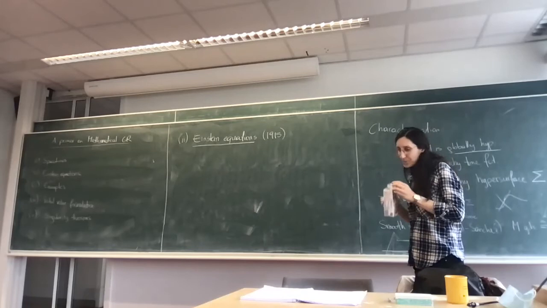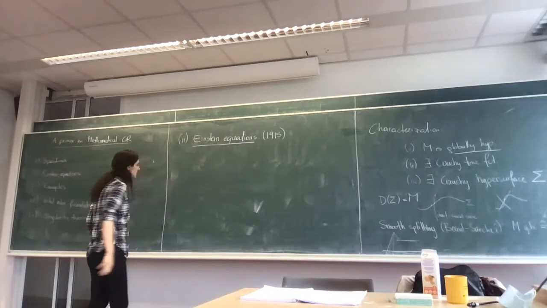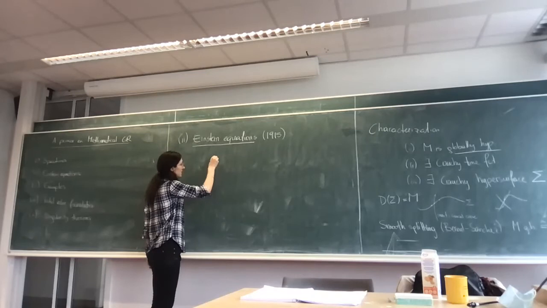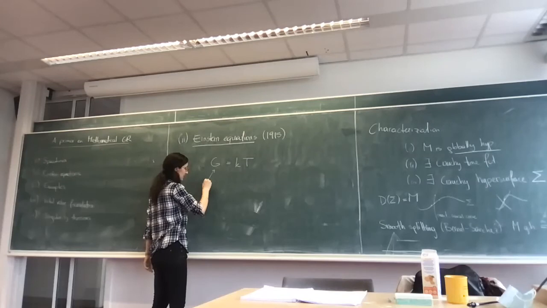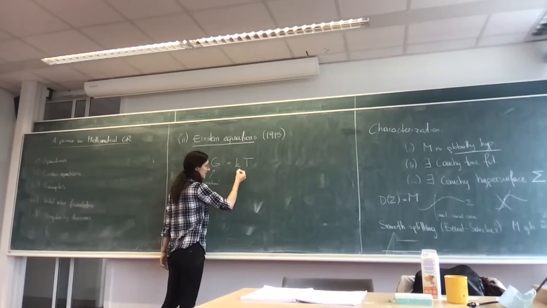And Einstein had this idea that geometry is somehow related to the matter content via a tensorial equation. I'm just going to write it like that now. So here, this is some kind of a curvature, and this is somehow some constant k and some matter.